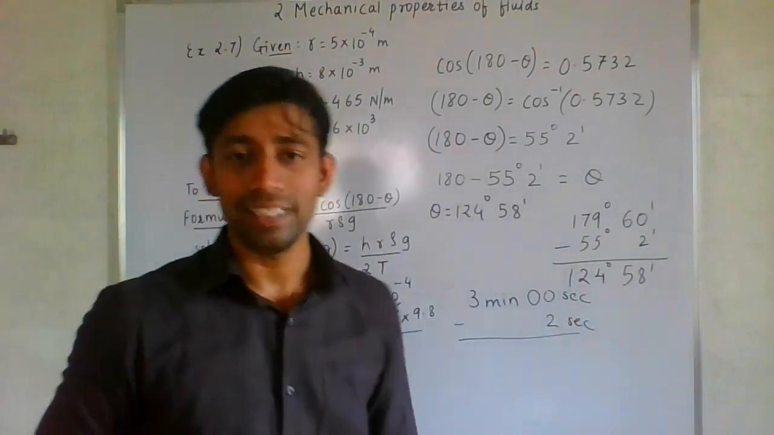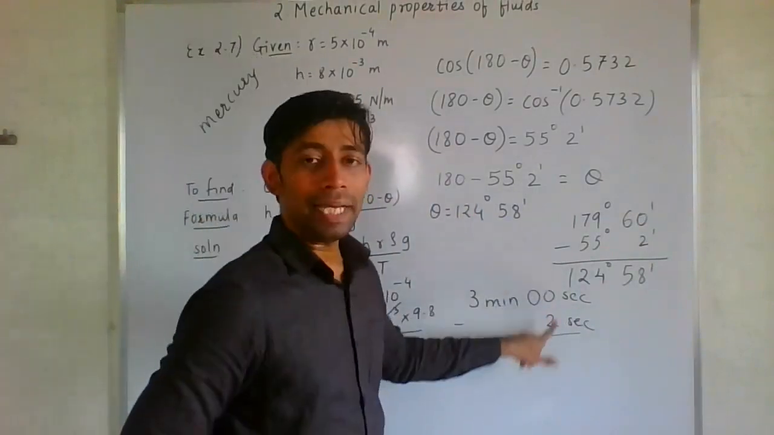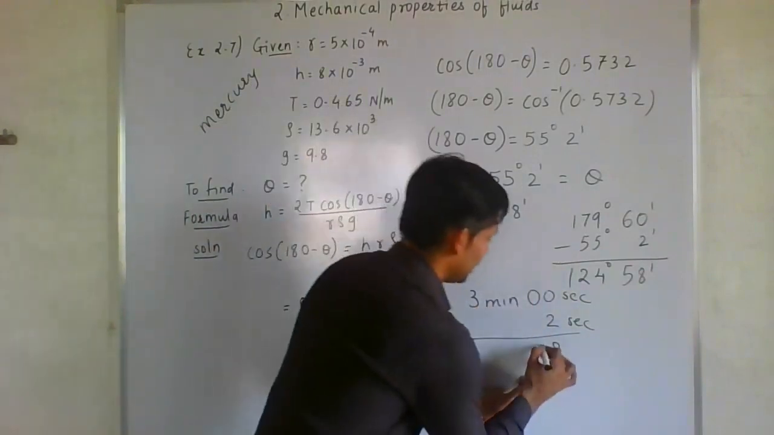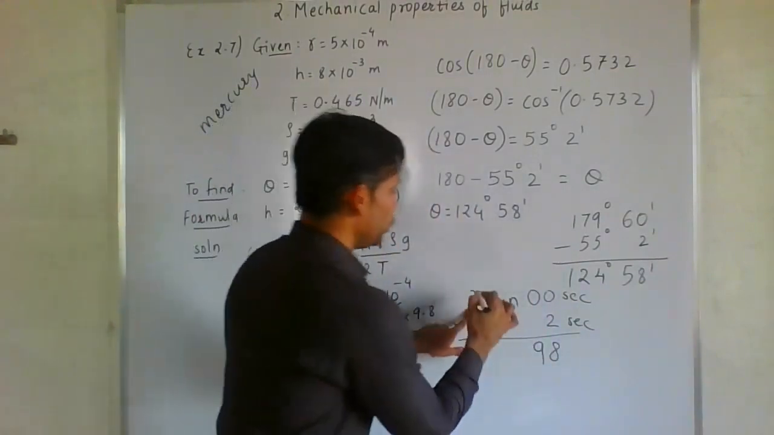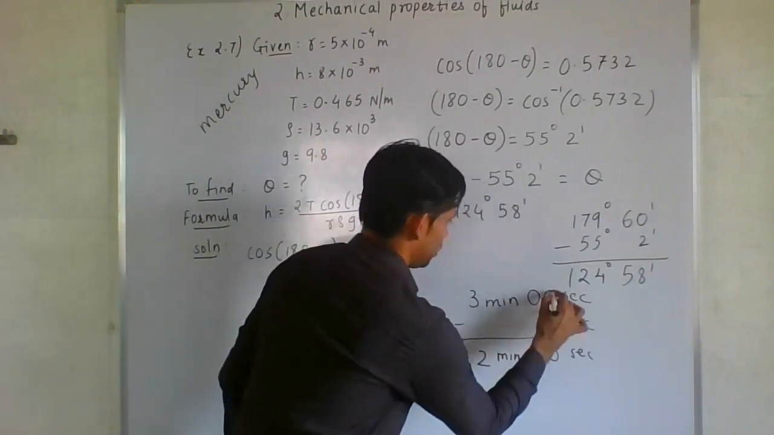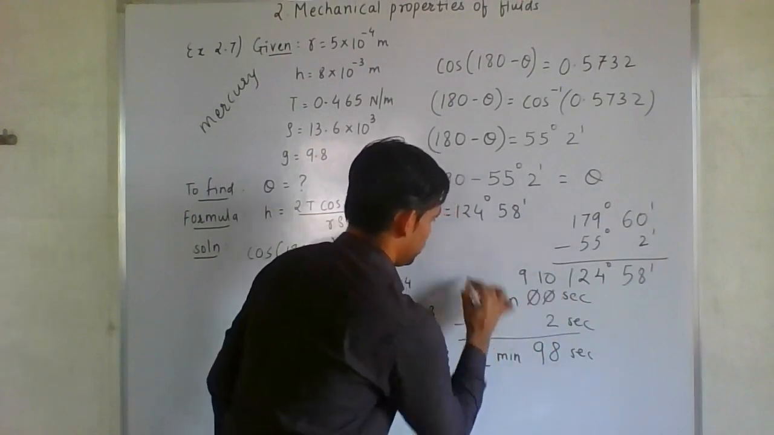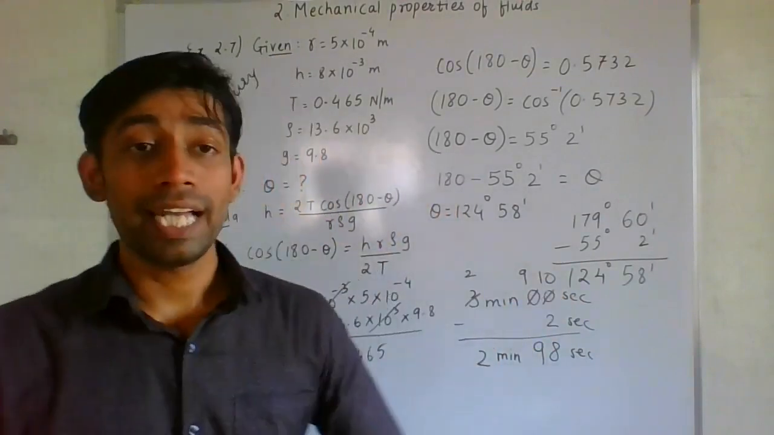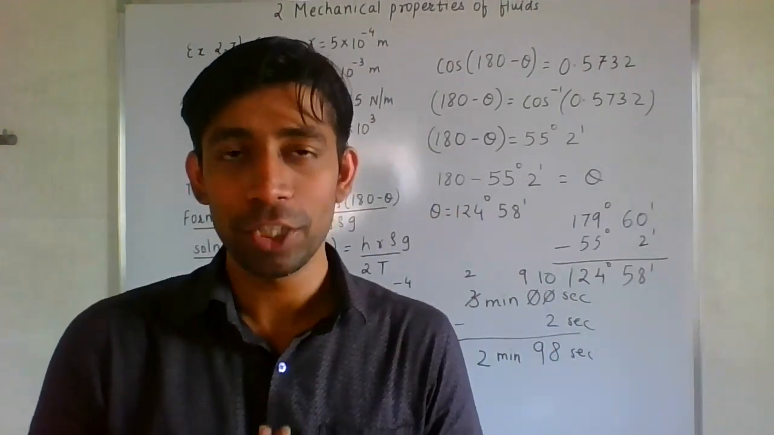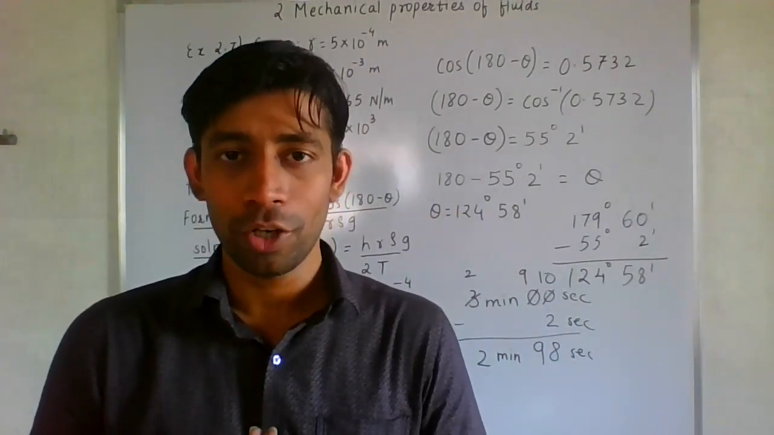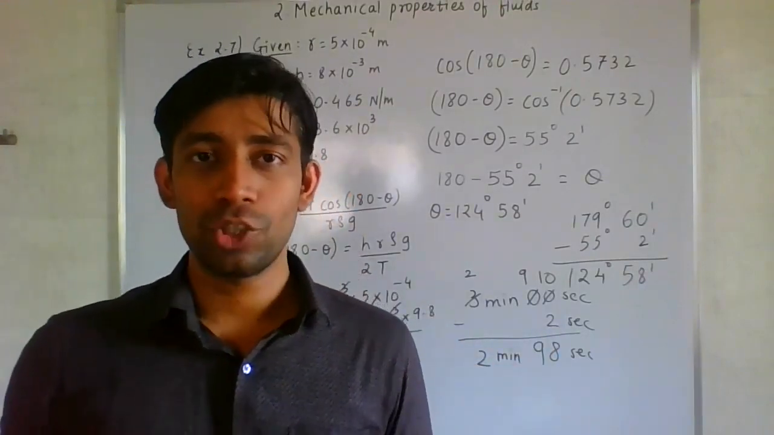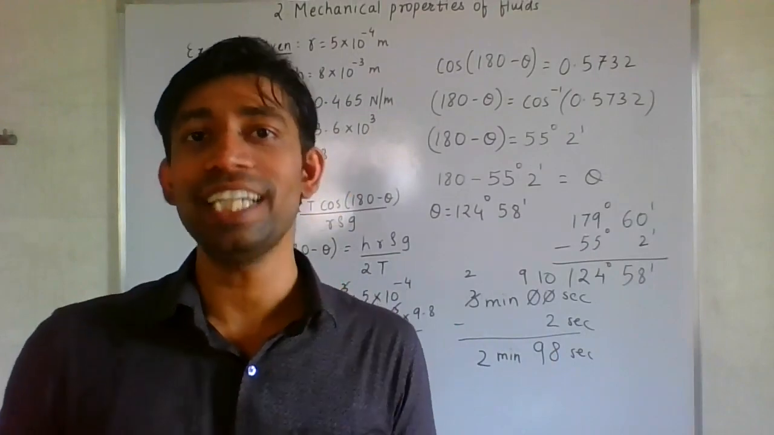So when you subtract this, 10 minus 2, you will get 8. Then this will become 9, you will get 9 over here, and this will become 2. So you'll get the answer as 2 minutes 98 seconds. But is 98 seconds possible after 2 minutes? No. So we got a wrong answer. The actual answer should be 2 minutes 58 seconds.